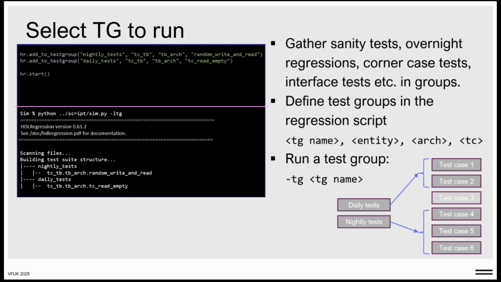We can use the command line interface to get a list of all of the test groups and all of the test cases in each test group. And we can use the command line argument to select which test group to run. And if we do not select a test group, the normal regression mode will be used.